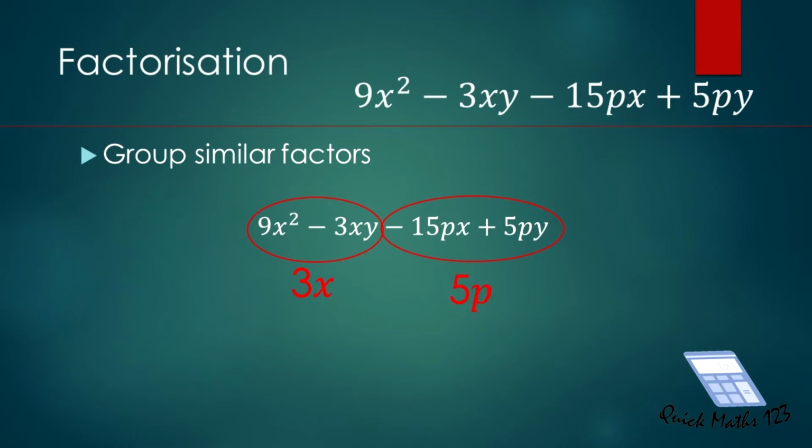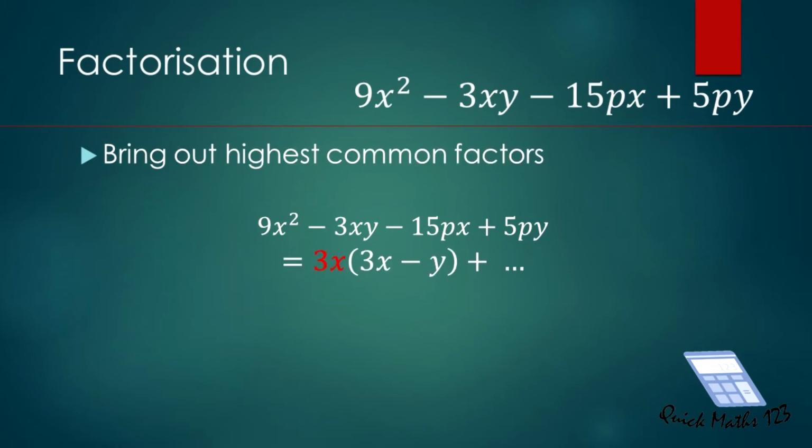If the first two terms do not have a common factor, try rearranging the terms to find common factors in any two terms. Next, we bring out the highest common factors. For the first two terms, take out 3x and divide the terms by 3x. This gives us 3x minus y. For the next two terms, take out 5p and divide the terms by 5p, leaving us with negative 3x plus y.